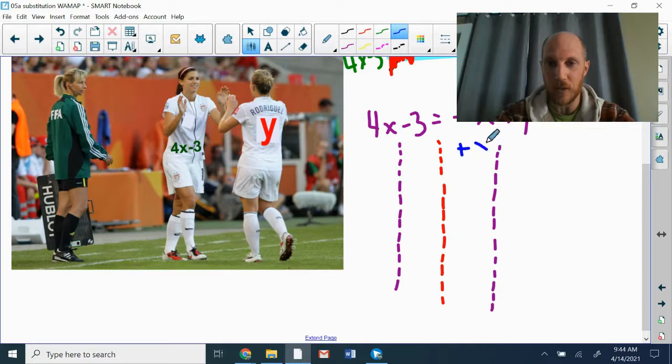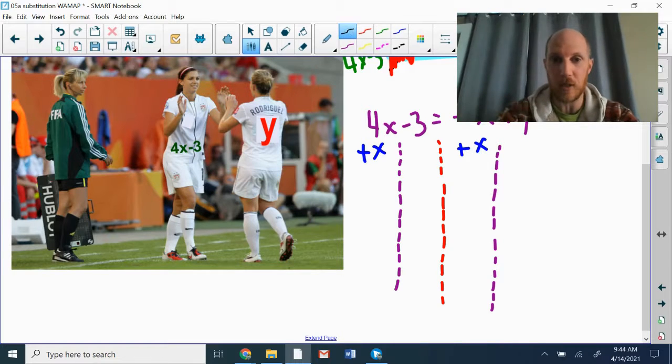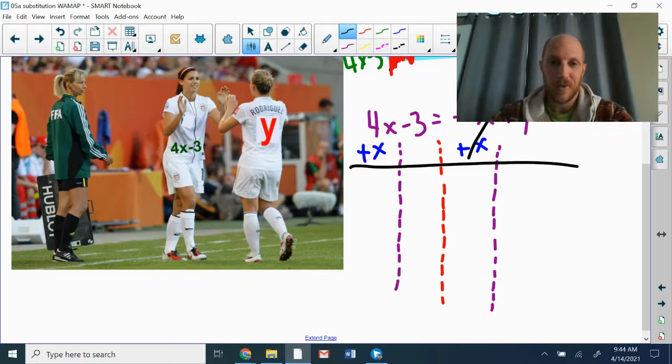I would like to get rid of the negative number. Also, I'd like to work with smaller numbers. So I'm going to do adding x. I'll have to do the same thing on both sides of the equal sign to keep my equation balanced. Negative x plus another x gives me nothing.